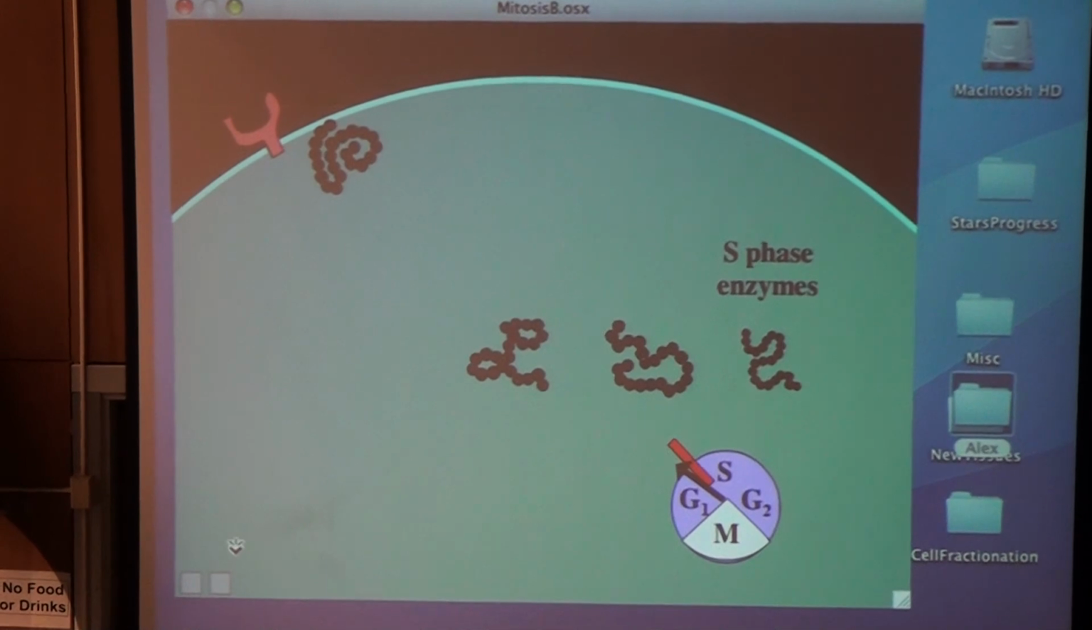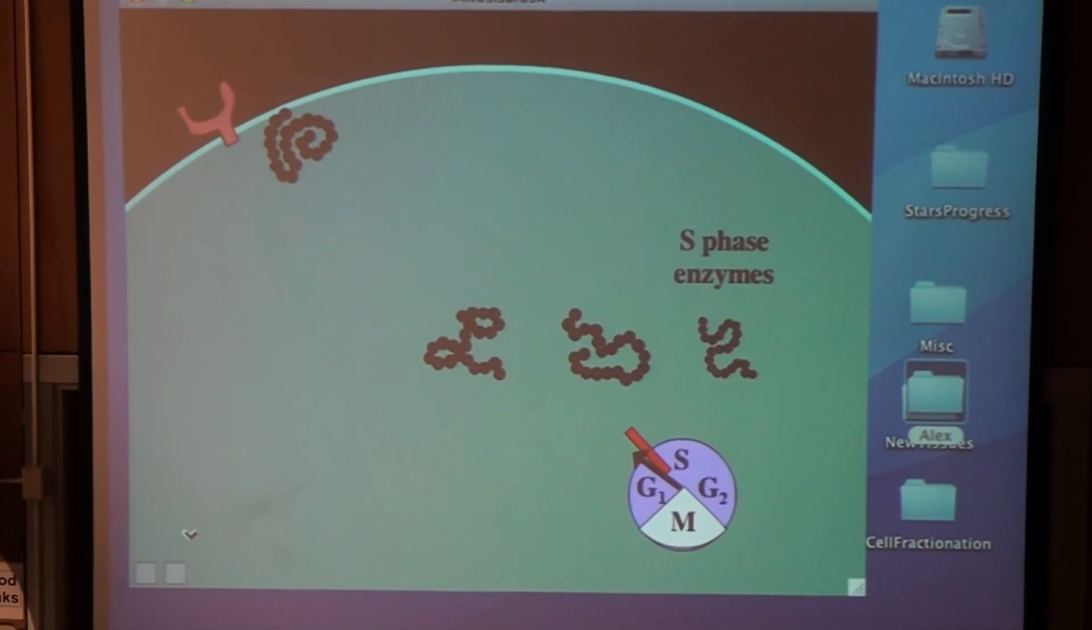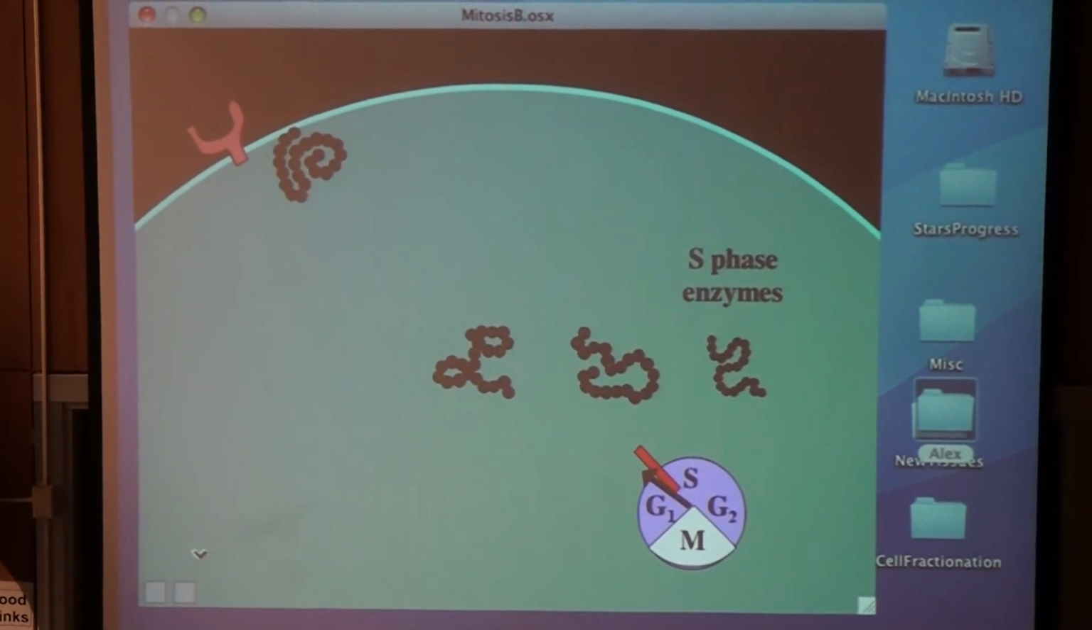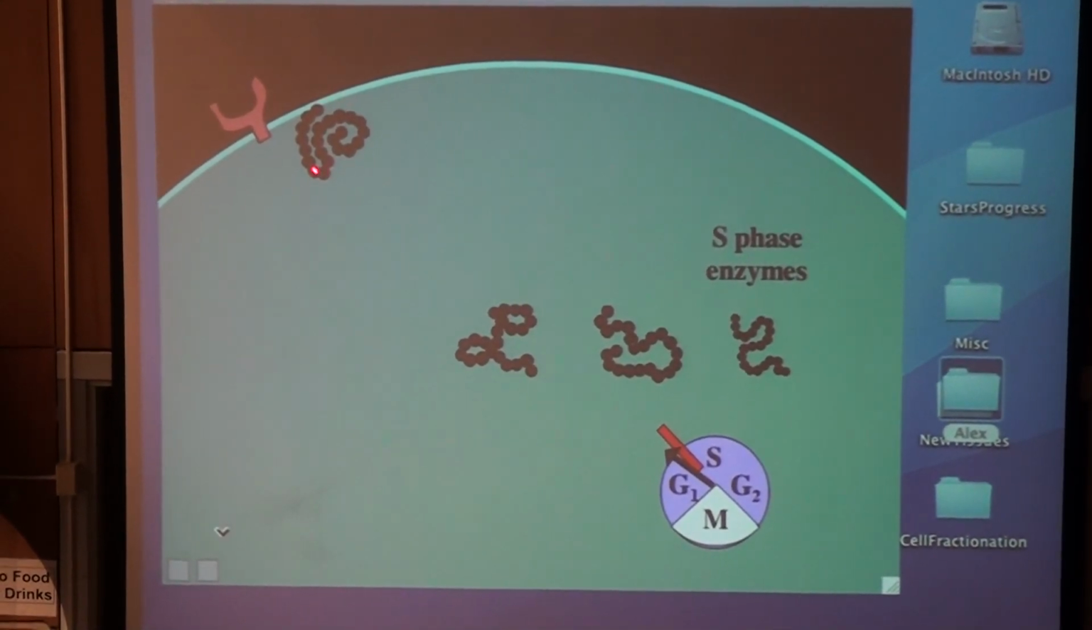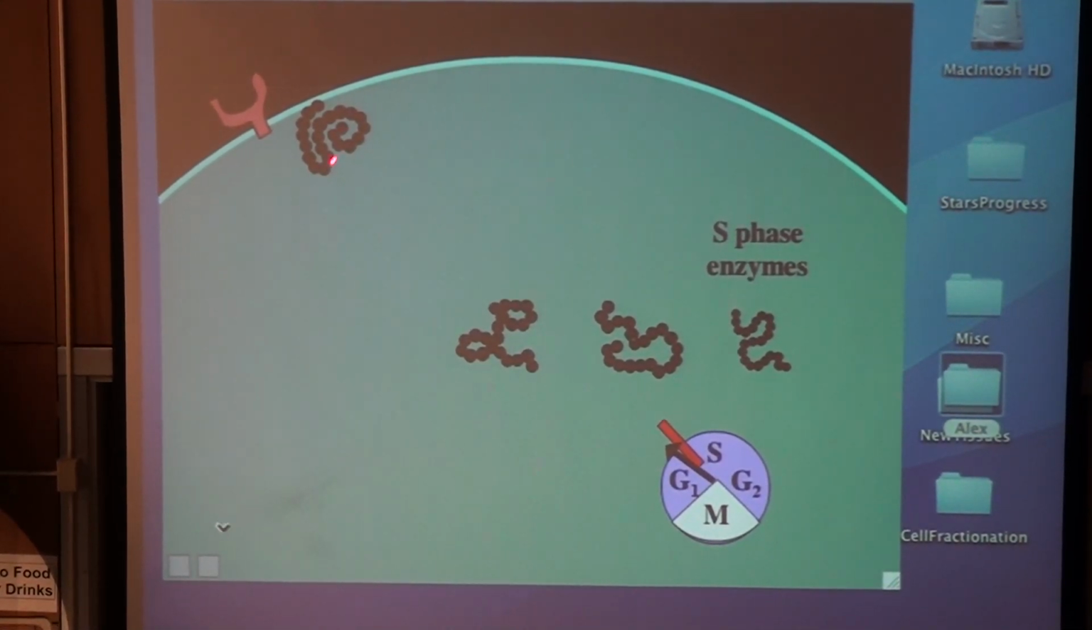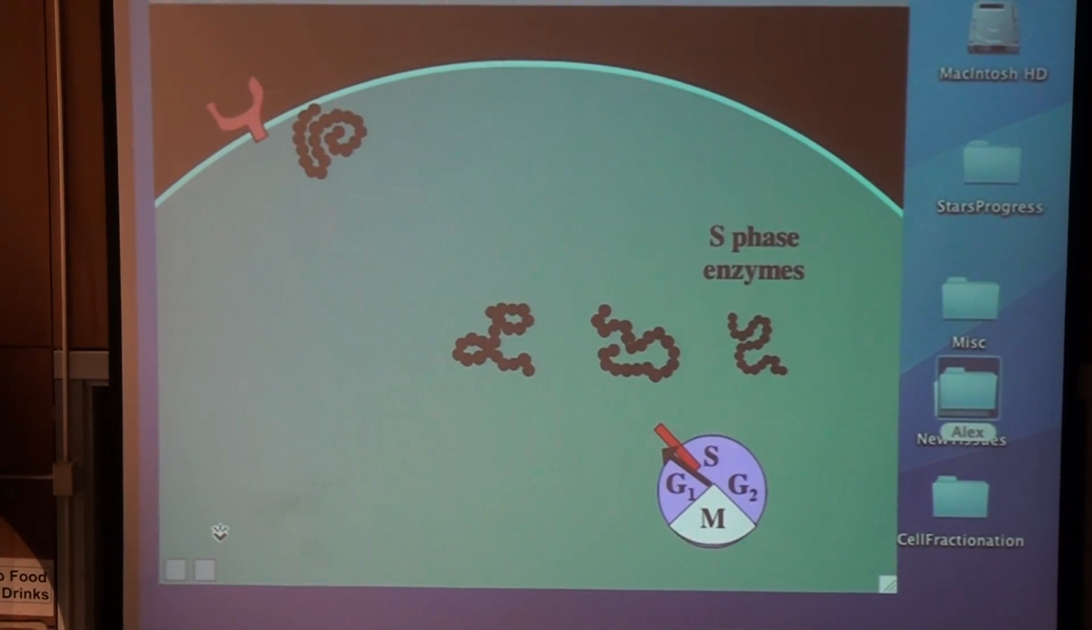So let's watch that in operation. So when I click here, the growth factor is going to bind to the receptor, and this first protein in this pathway is going to get activated right here.